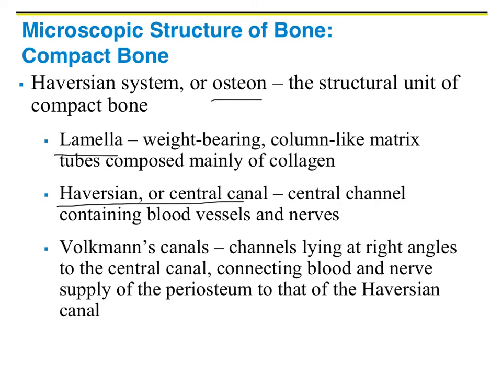In the center of an osteon is the central canal, or the Haversian canal. It contains blood vessels and nerves. So therefore we know that bone is innervated and vascularized. There are channels that lie at right angles to the central canal, known as Volkmann's canals or perforating canals. These connect the blood and nerve supply of the periosteum to the central canal.